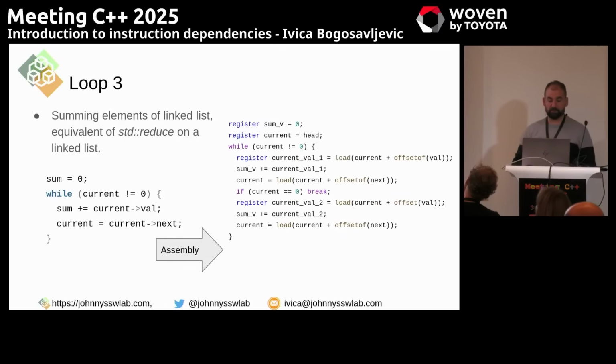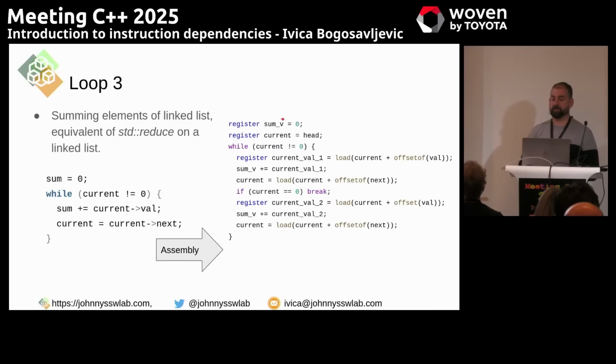The third example, so this one. This is a reduce on a linked list. So what does it do? It goes over the linked list while the current is different than null pointer. Sum plus equal current arrow val, and current equals current arrow next. So this is the assembly.